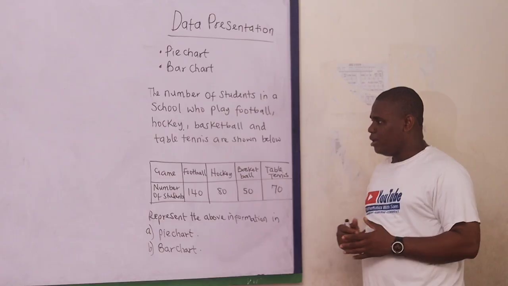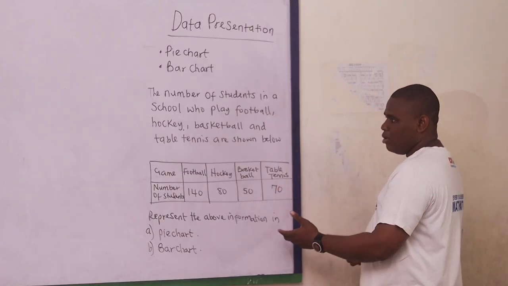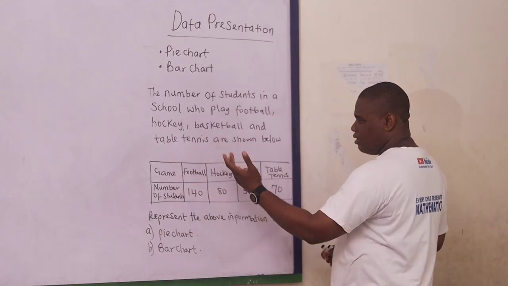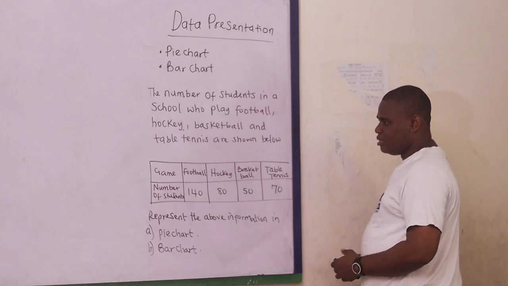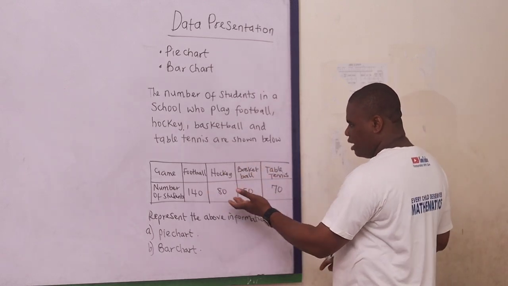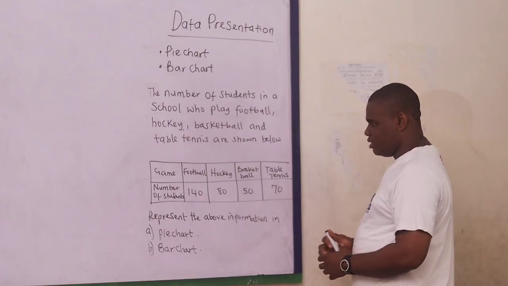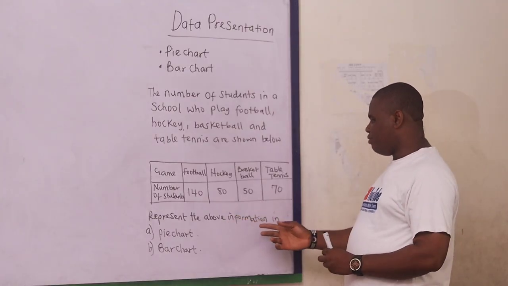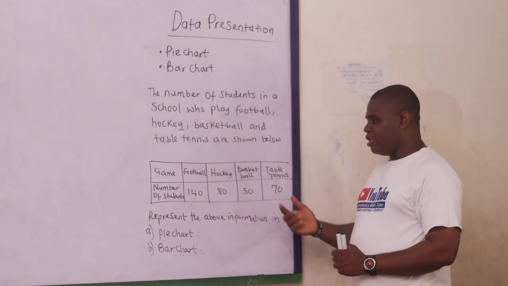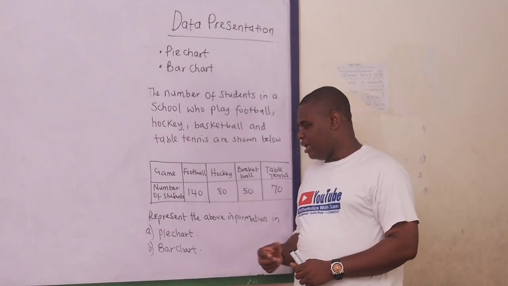tennis are shown below. Now, this is a table. We have the games. We have football, 140 students. We have hockey, 80 students, basketball, 50 students, and table tennis, 70 students. So we have to represent the above information in a pie chart and a bar chart.